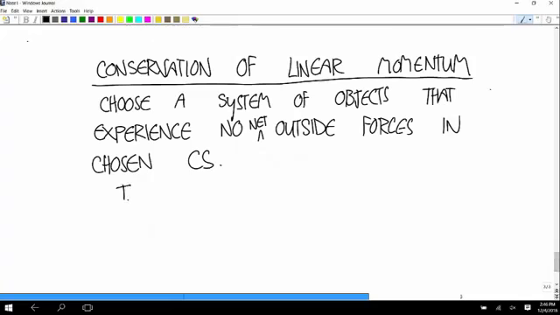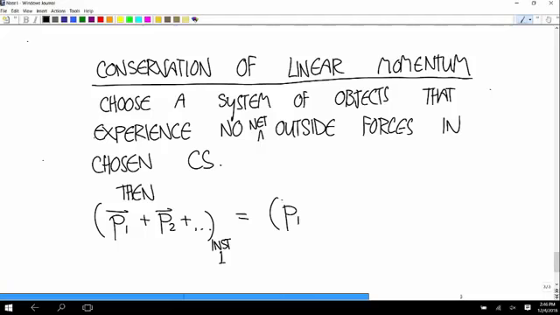Then the linear momentum, the sum of the linear momentums of the different objects at instant 1 has to be equal to the sum of the linear momentums at instant 2.